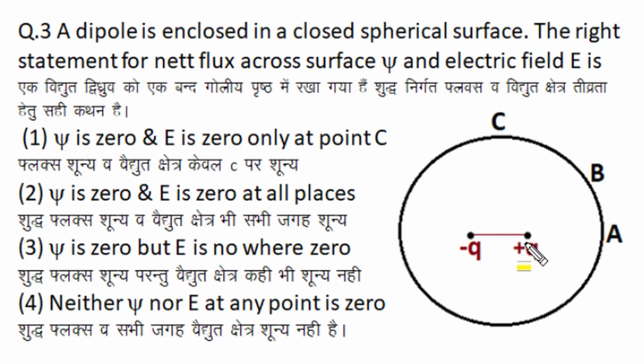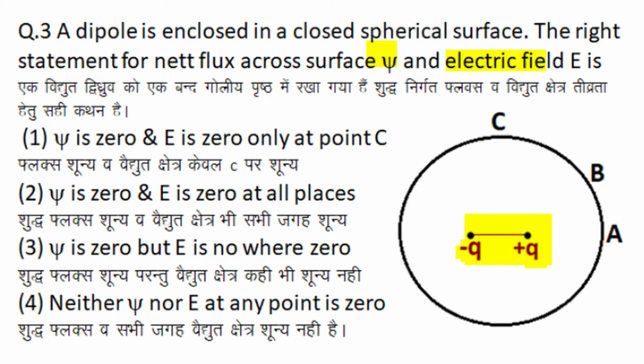Two charges of equal magnitude, opposite polarity, closely spaced in a rigid system is called an electric dipole, and one such electric dipole is enclosed in a closed spherical surface, and we have to find out the right statement about the net flux across this surface, that is psi, and the electric field at these points A, B, C here from these four options.